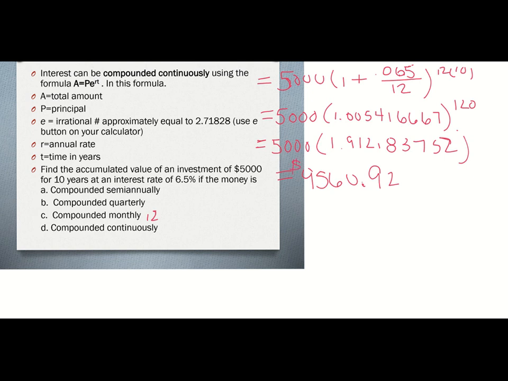And you should notice each time, the more you compound it, the more money you'll have at the end of time. So semi-annually was a little bit less than quarterly, and quarterly is a little bit less than monthly.